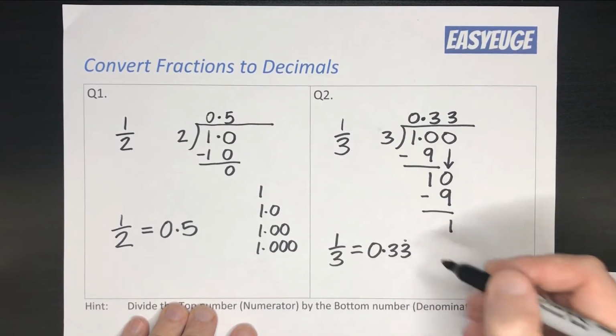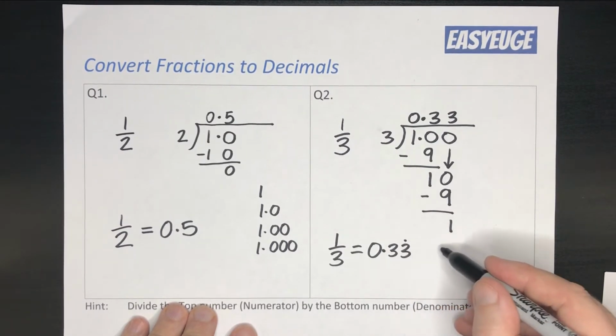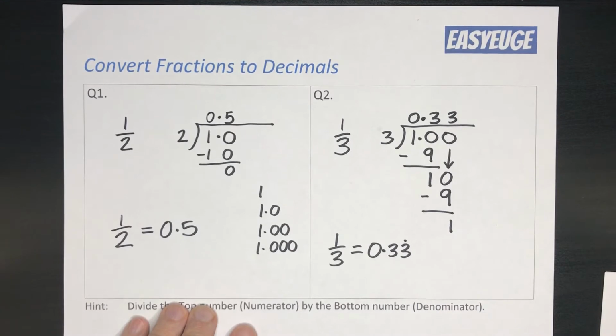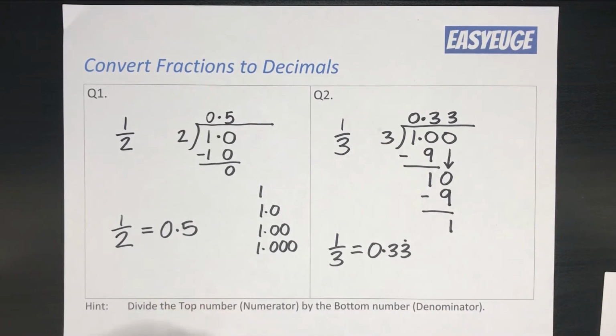So what we can do is we can put a little dot above the 3 to show that that 3 will repeat forever. So we can't do this forever or we'll be here all day. But we put a little dot on top to show that we are finished. So 1 over 3 equals 0.33 recurring.